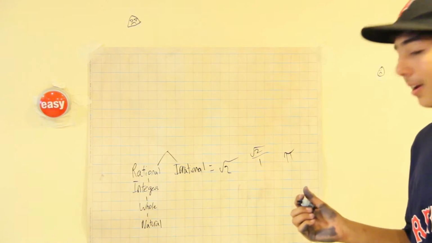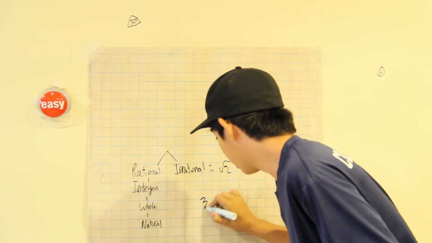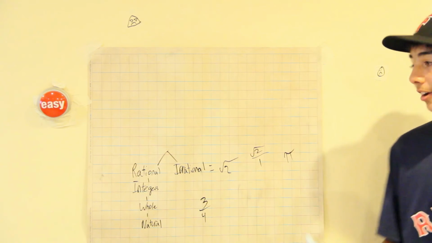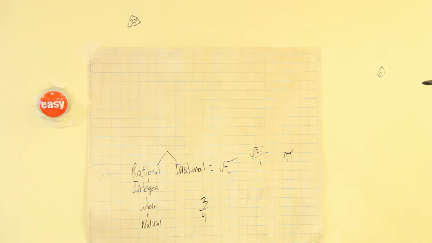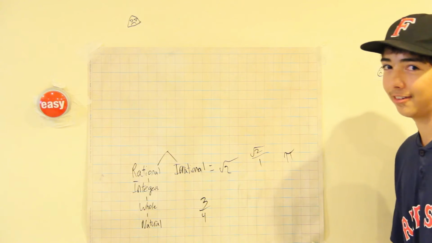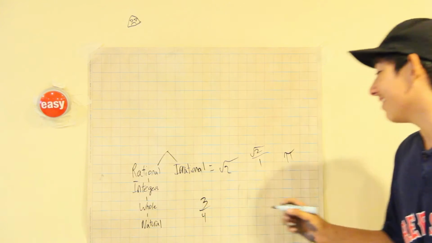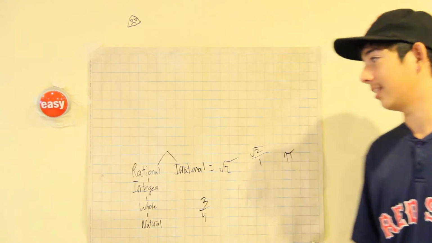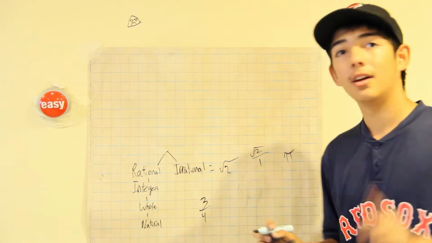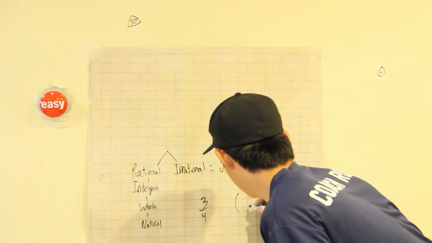So, as some example problems, would 3 over 4 be considered a rational number or irrational number? If you said irrational, you should rewatch this video, because this is a rational number. Since 3 over 4 is a ratio of integers, it is rational. Next example.